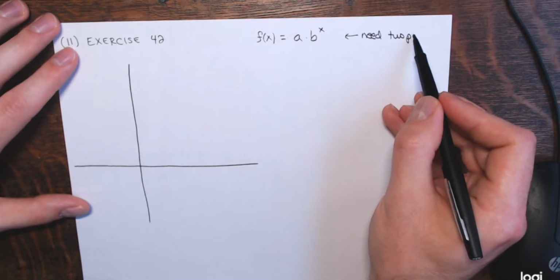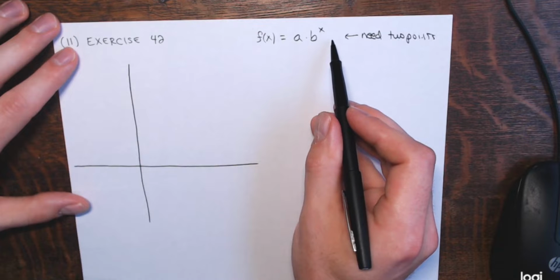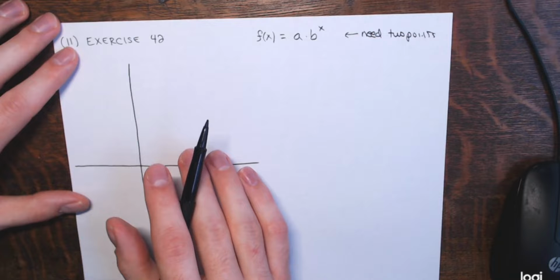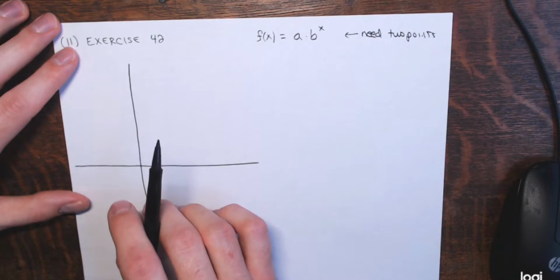I just need 2 points. So first, though, this doesn't have an asymptote. This has the x-axis as an asymptote. So all I'm going to do is move the asymptote back to the x-axis. You'll see what I mean.